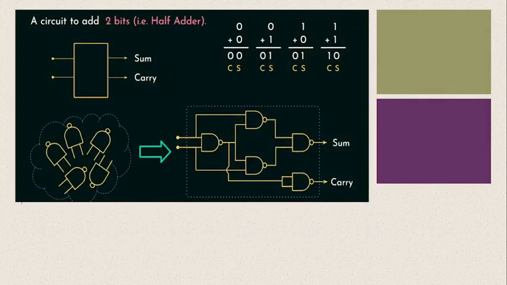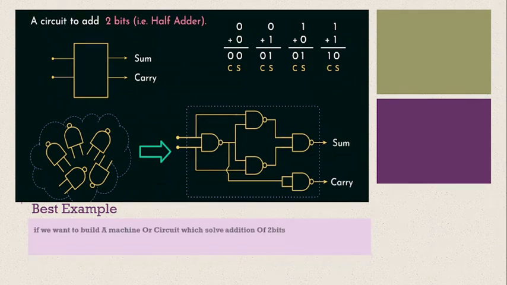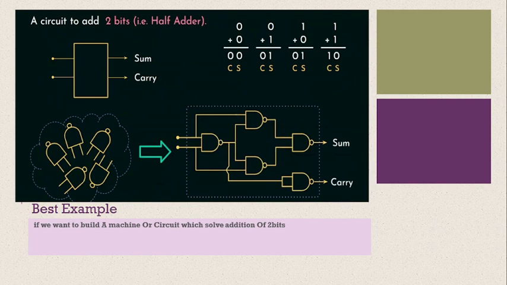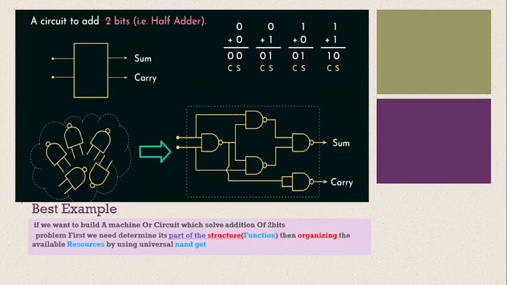Here we have a circuit. We wanted to develop a circuit which adds 2 bits. We will see this in detail when we reach around chapter 3 or 4, how to draw logical gates. First of all, we have a problem and we want to build a machine or circuit which solves the addition of 2 bits. First, we need to determine the parts of the structure.